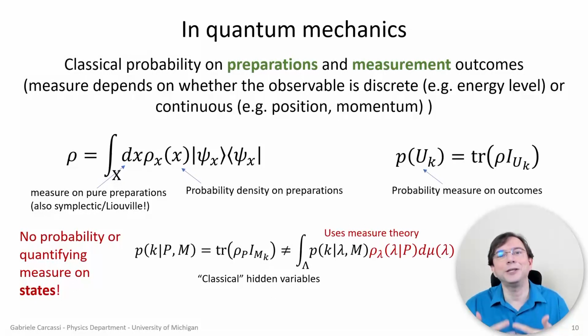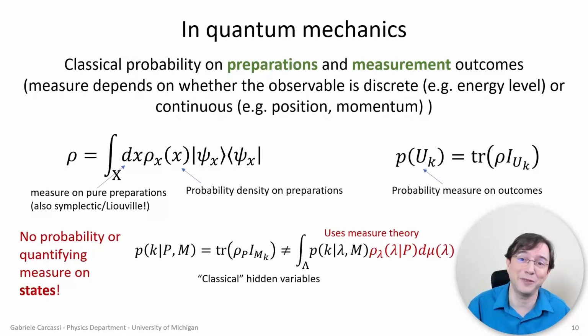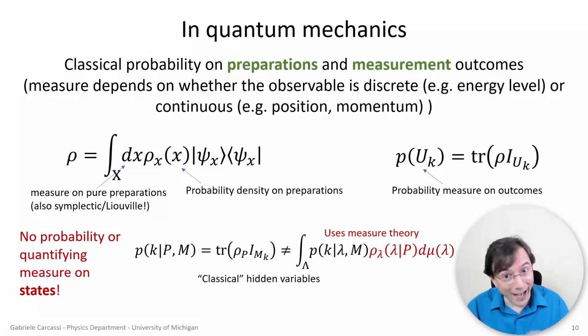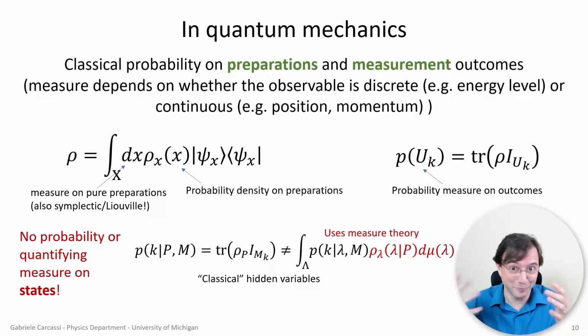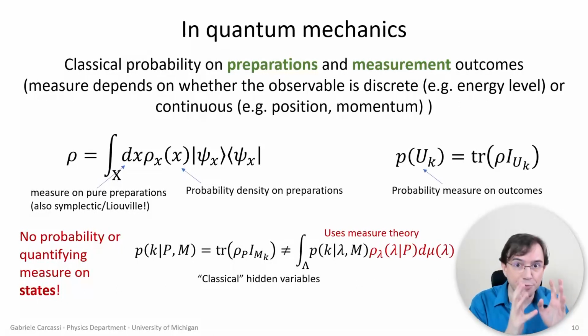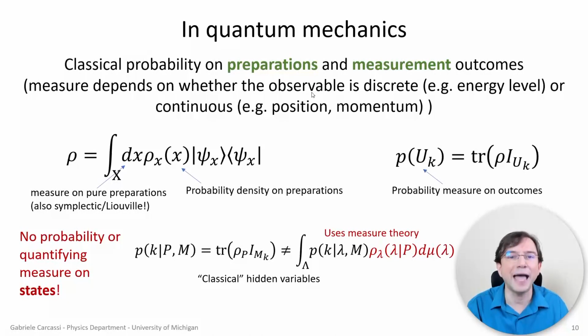You probably know that quantum mechanics is not really a classical probability theory, but we actually use classical probability theory a lot. One thing where a lot of people get confused, even professional physicists who work on this stuff, is that we use classical probability on preparation and on measurements, but not on states. The measure that we use actually depends on what type of thing we're describing.